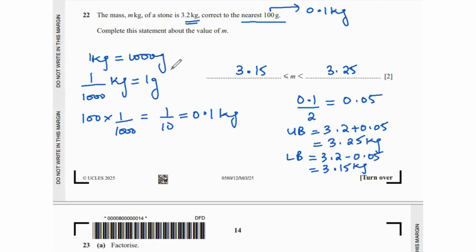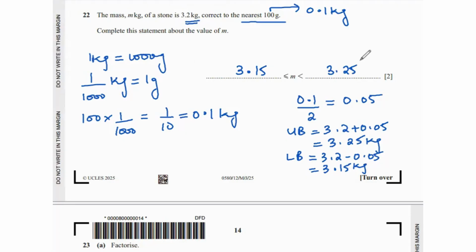And as you can see, 3.2 kgs, 3.15 can be rounded to 3.2, but since it's less than 3.25, it cannot be rounded up to 3.3. The value less than 3.25 will be 3.24 something, and you can't round that up. It will be rounded down to 3.2.